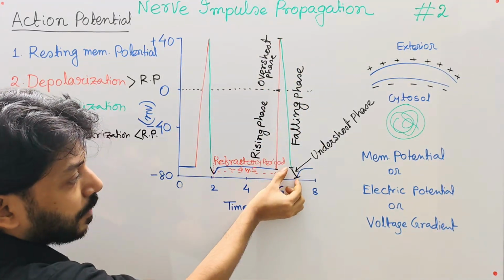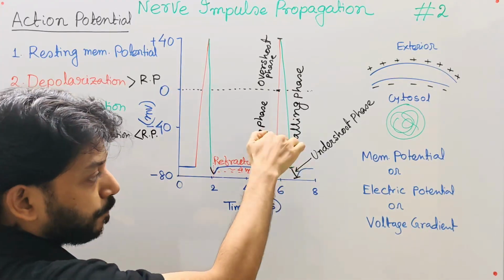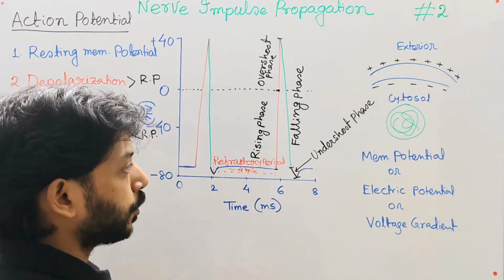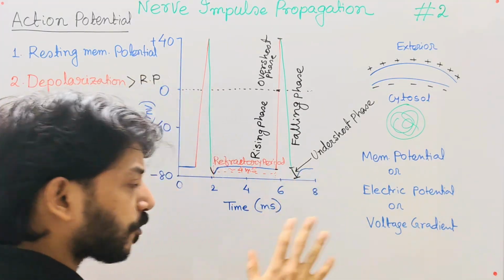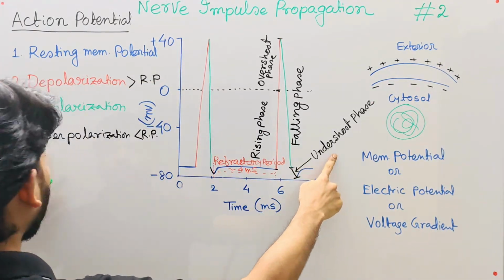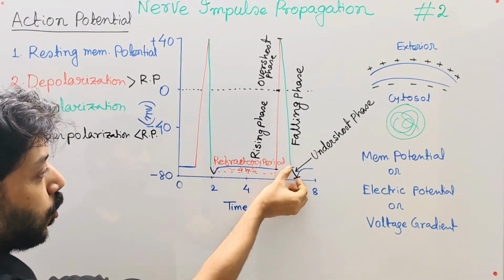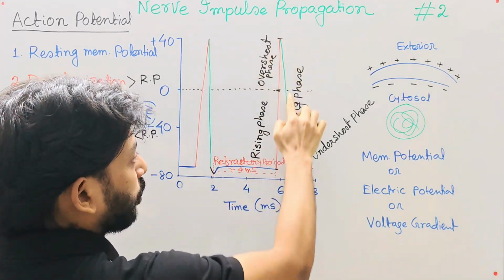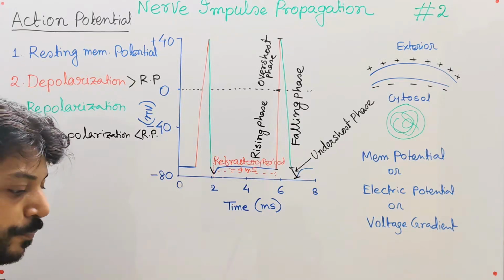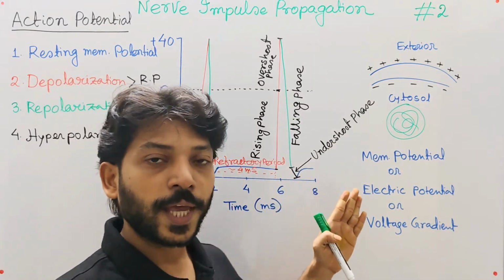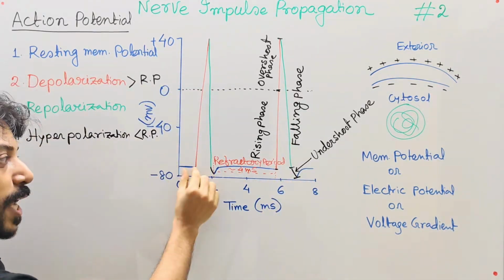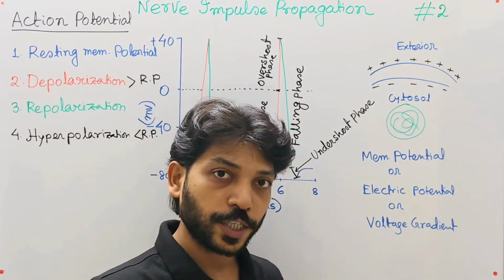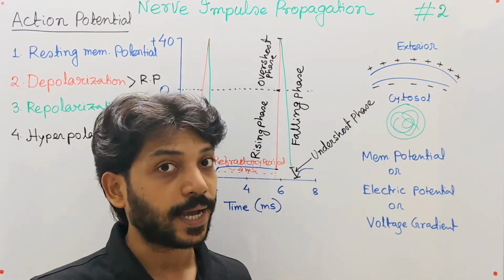Now when it reaches the peak point it falls, and we call it the falling phase. And the small period where the membrane potential goes below the resting membrane potential, we call the undershoot phase. Now you can relate the undershoot phase with hyperpolarization. So I have drawn this in black color. So basically you can divide this action potential into phases also, and this is the main theme, that it contains three important phases: depolarization, repolarization, and hyperpolarization.